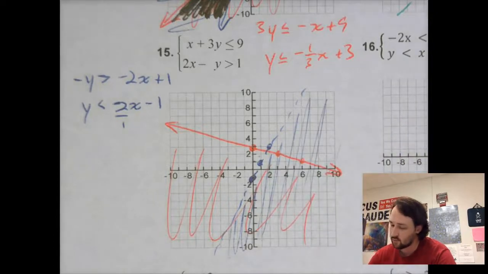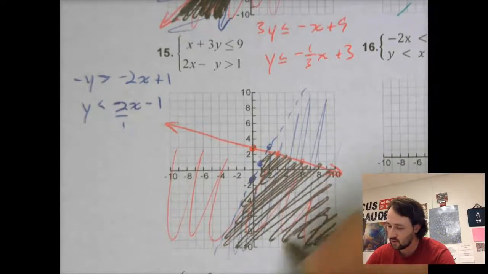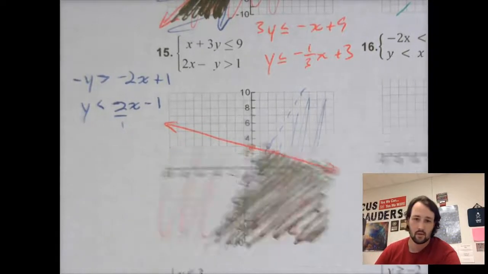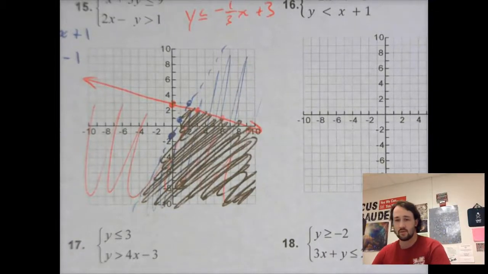The only part that I really want to shade is the part where they both meet, which would be the part right down here. Get out of the way. There we go. Part right down there. All right, getting close. You guys are doing good.